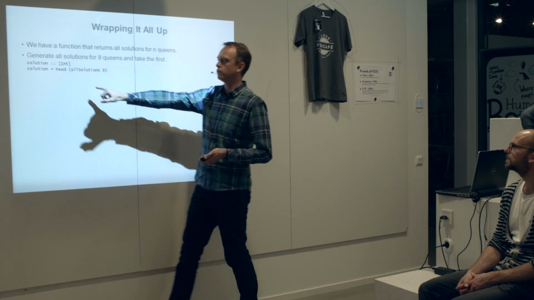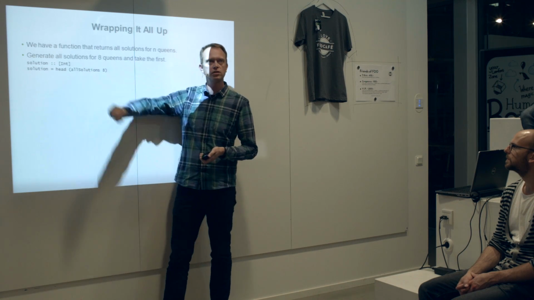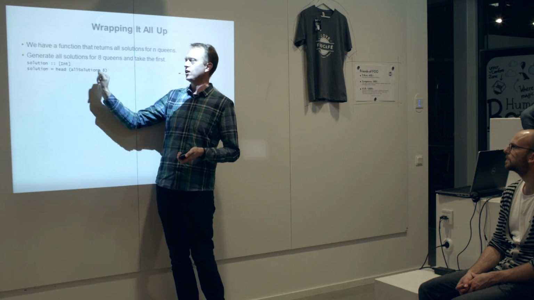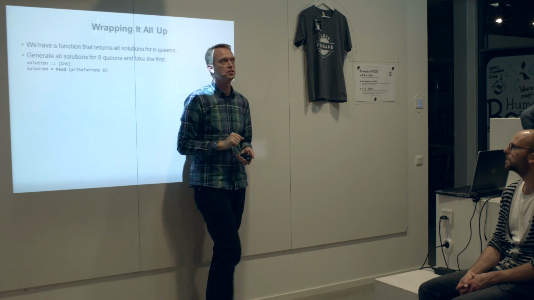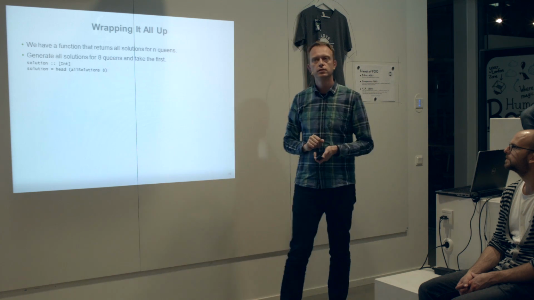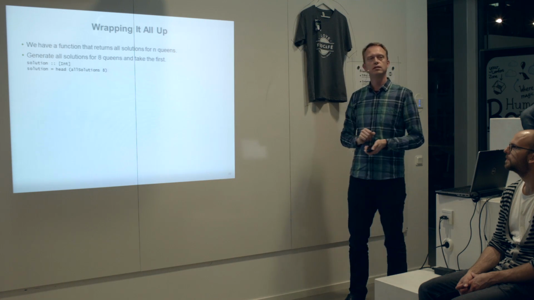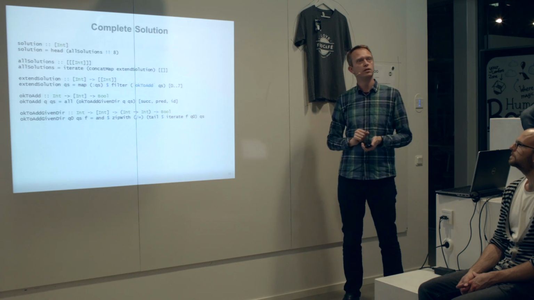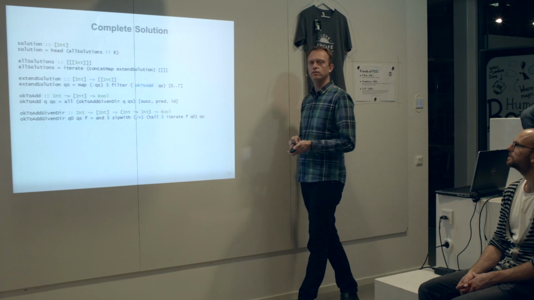So this is the top-level function, right? So a solution is a list of integers, and the solution is what I get when I take the first value I get when I create all solutions with 8 queens. And that's it. And this slide shows it all. This is the entire implementation of everything.